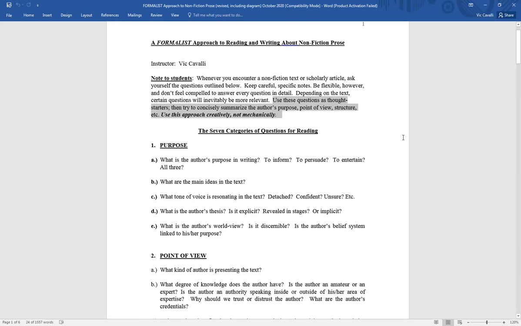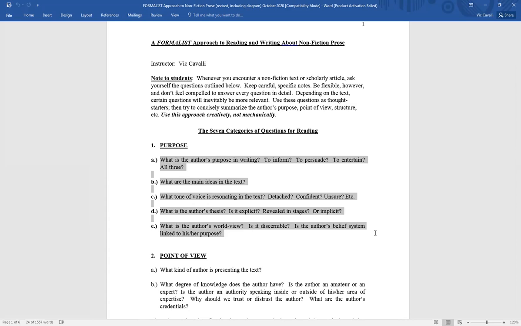Notice here in purpose, all of the different questions that we have here: A, B, C, D, and E. Once we've gone through and just used those questions as thought starters, we're going to reduce our answer regarding purpose down to a single sentence or at the most 2 sentences. So if we take, for example, the essay that you're familiar with already, It's Easy But Wrong to Blame the Music, written by Hilary Rosen, let's think about these questions.